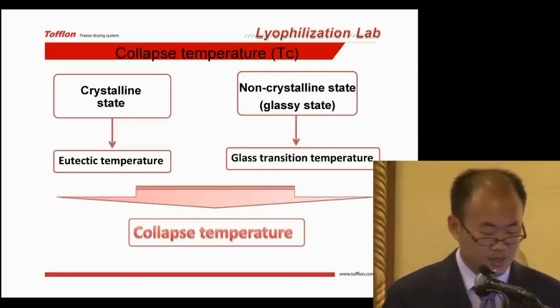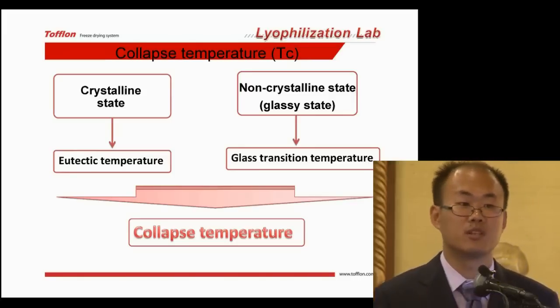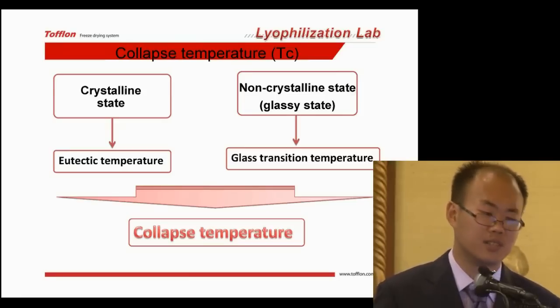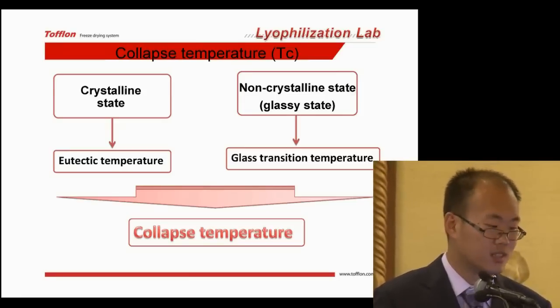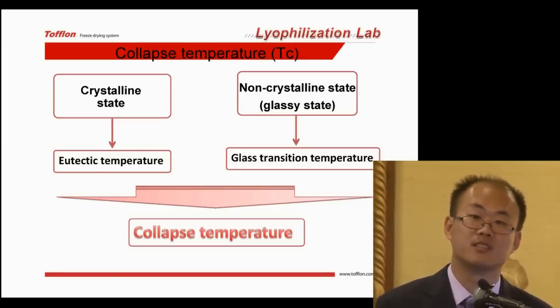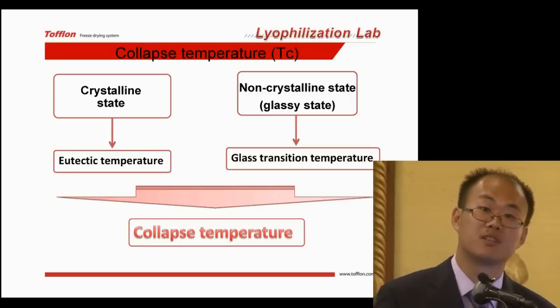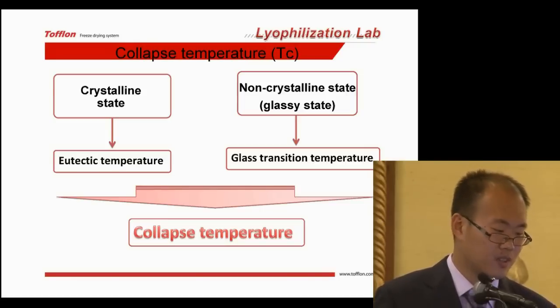So, let's talk about collapse temperature. What is collapse temperature? Before talking about this, we must talk about the two states, the crystalline state and the non-crystalline state. For the crystalline state, as I said, if we decrease the temperature, the structure of the crystal appears. When this process happens, there is a temperature. We call it the eutectic temperature. When the liquid becomes solid, that is the point.